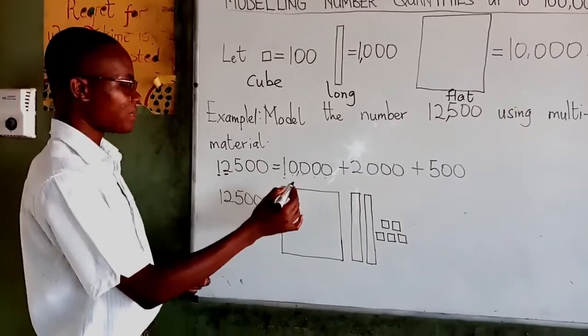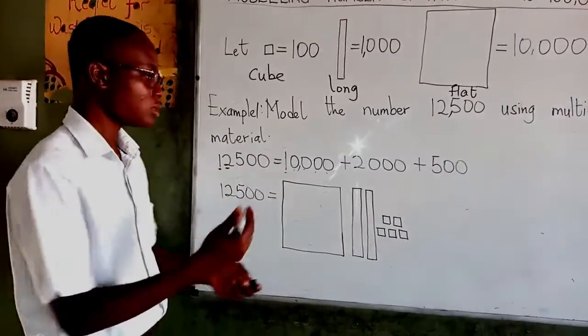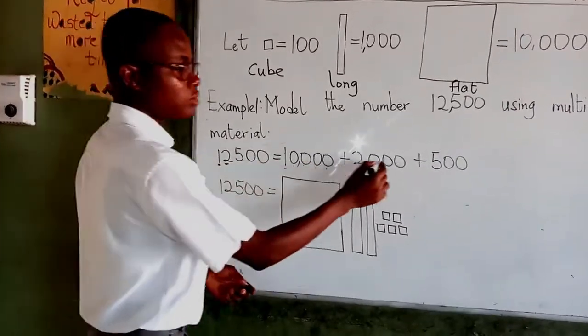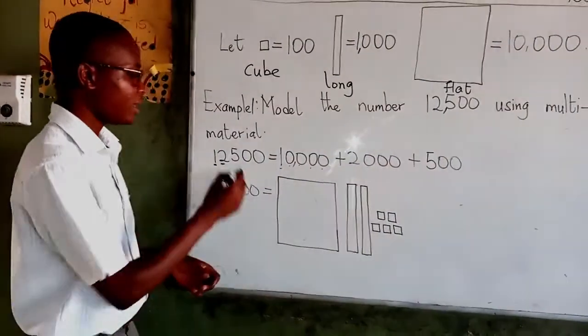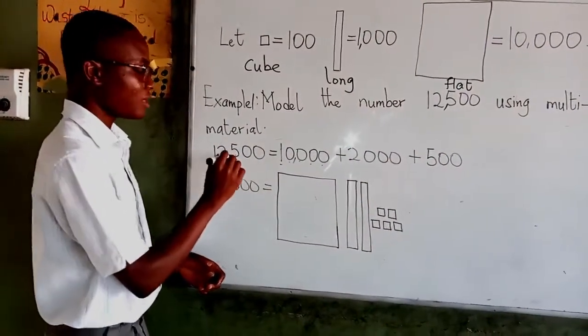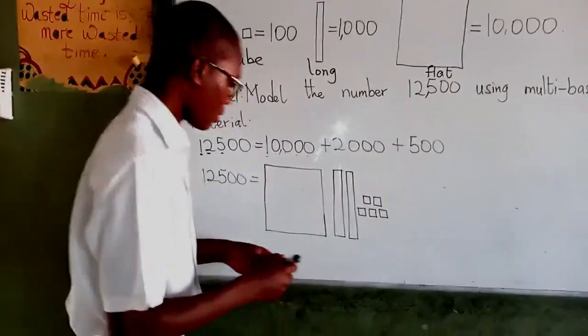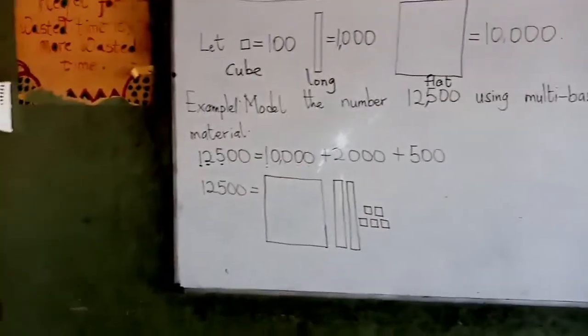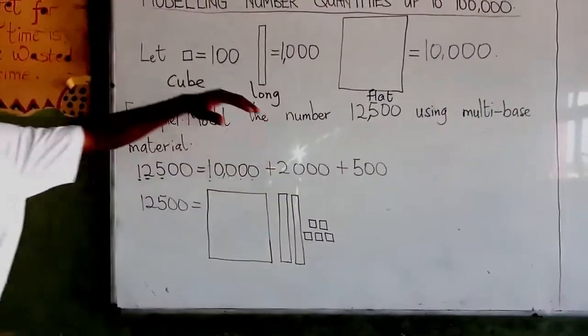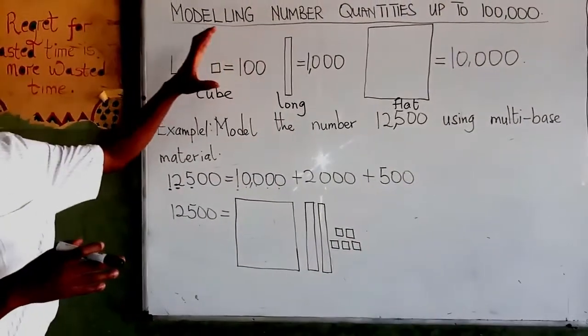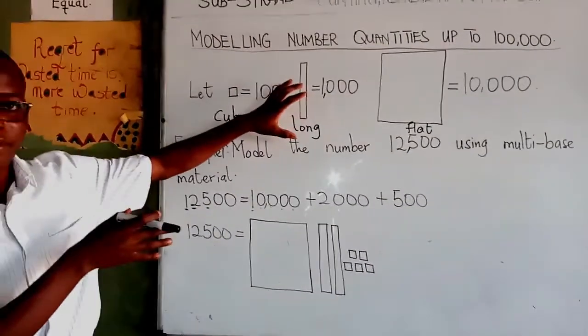Now we take the second number. How many numbers are at the back? We change them to zeros. 1, 2, 3, which is 2,000. And the last one over here, which is 500. Now what we do is, we compare this to the multi-base materials we have here.